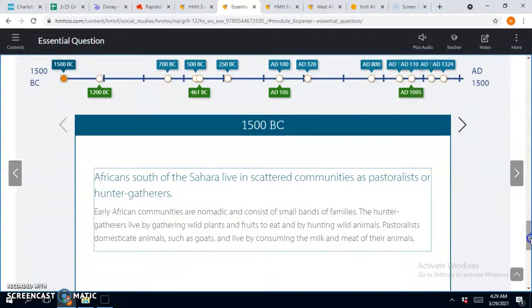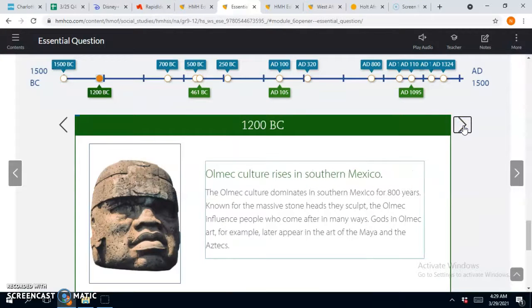The notes in blue. So at 1500 BC, you will write this down, that Africans south of the Sahara lived in scattered communities as pastoralists or hunter-gatherers. You just combine this knowledge with what we started the school year off talking about early man. Remember, all life began in Africa. Then while that's going on, you see that we have the Olmec. And if y'all remember, I told you the Olmec civilization in the Mesoamericas were already rumored to be black, which is a possibility because of the land masses being together.